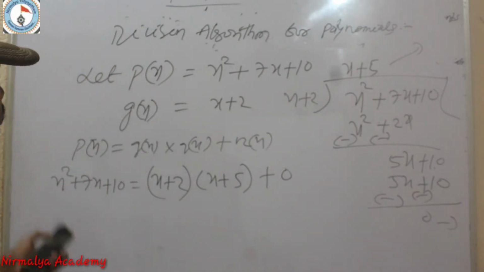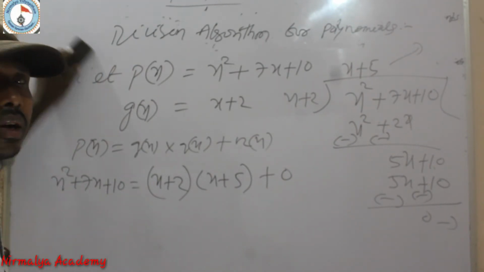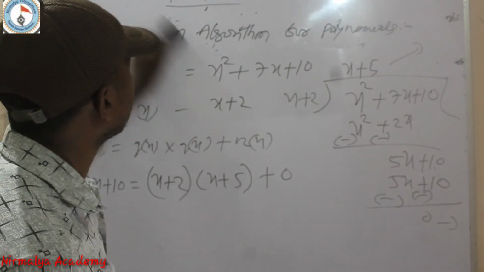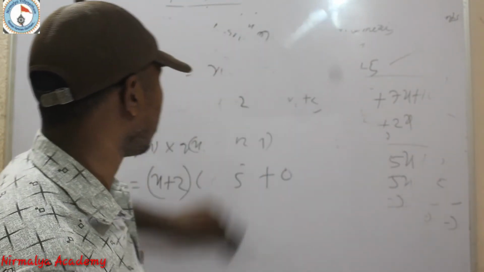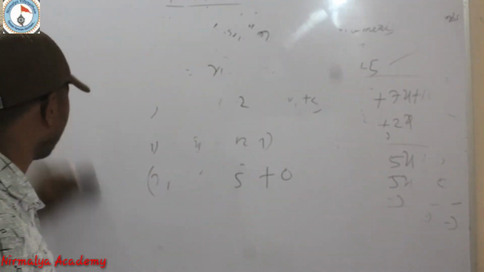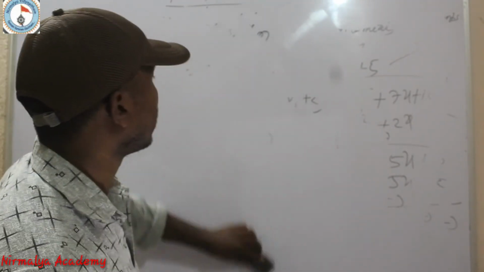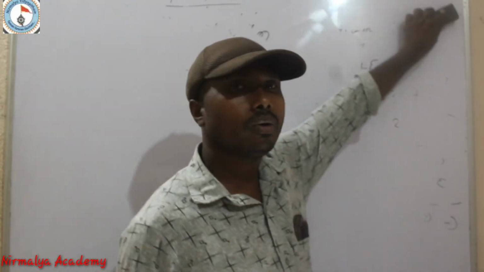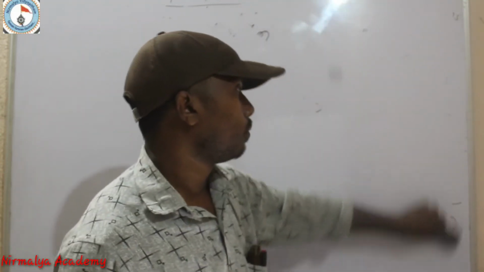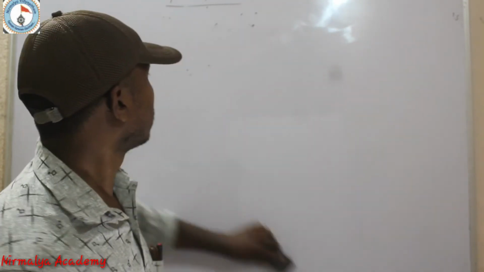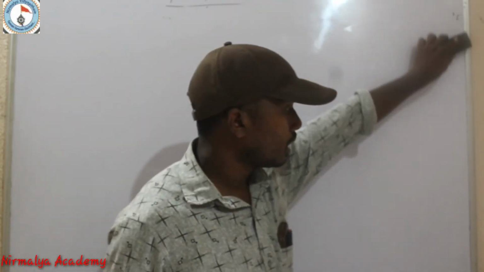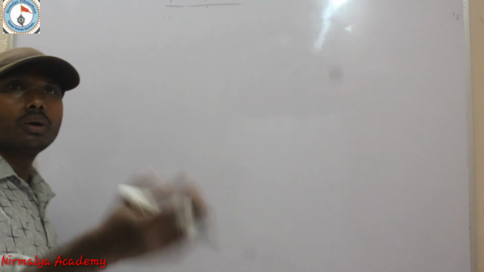Next, when two zeros of a biquadratic polynomial are known to us, and we have to find out the other two zeros.